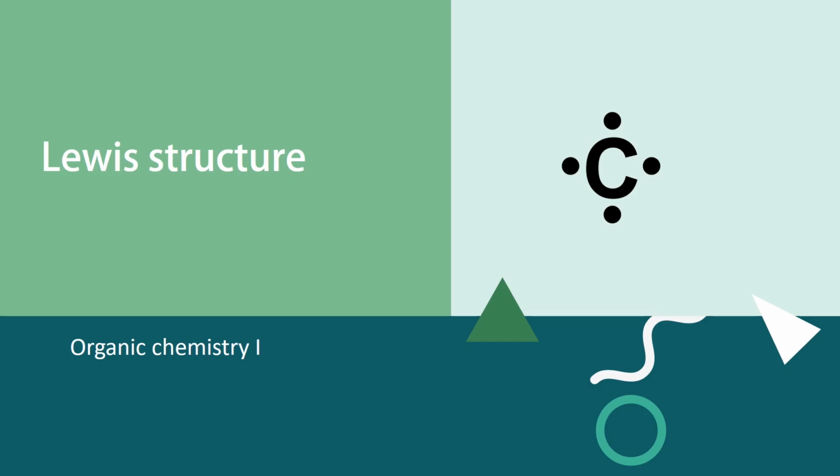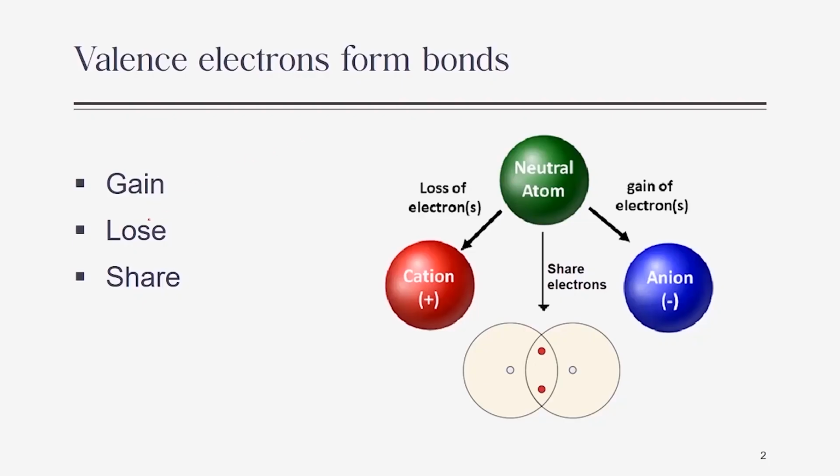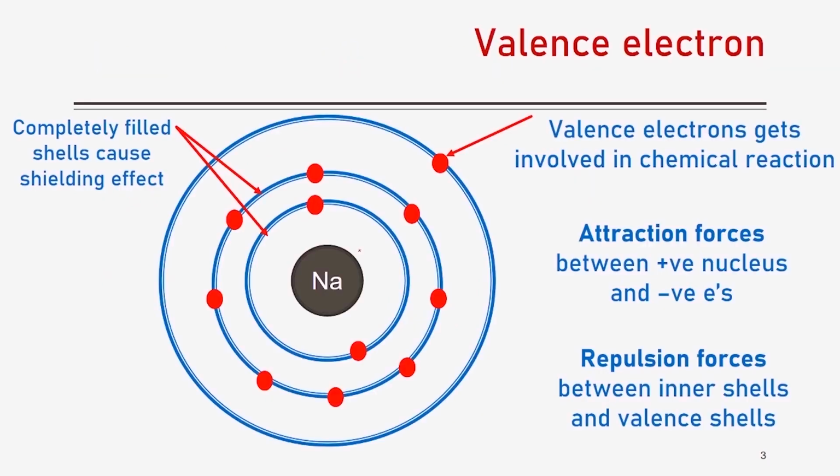In chemistry, we are more interested in the valence electrons, those electrons in the outermost shell. Those electrons are the ones that interact during a chemical reaction. They can be gained, lost, or shared during a chemical reaction. The electrons in the outermost shell are affected by two major forces, attraction force and repulsion force.